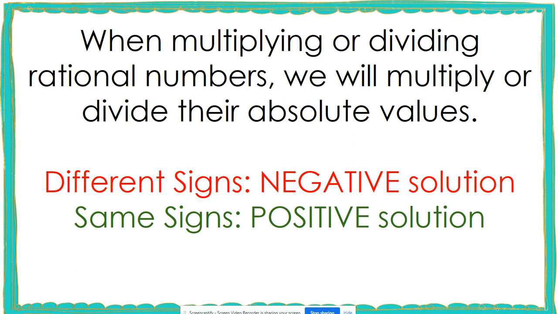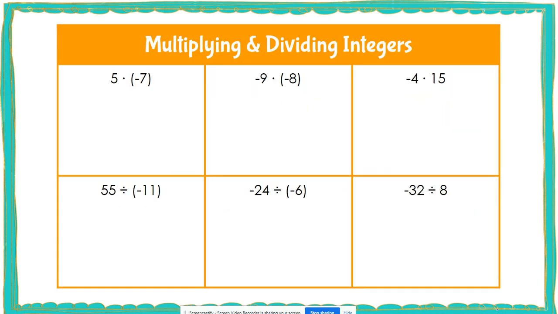When we multiply or divide with rational numbers, we multiply or divide their absolute values like normal. If our problem has different signs, so a positive times a negative or a negative divided by a positive, our answer is going to be negative. If our problem has the same sign, then our answer is going to be positive. So let's look at some examples.